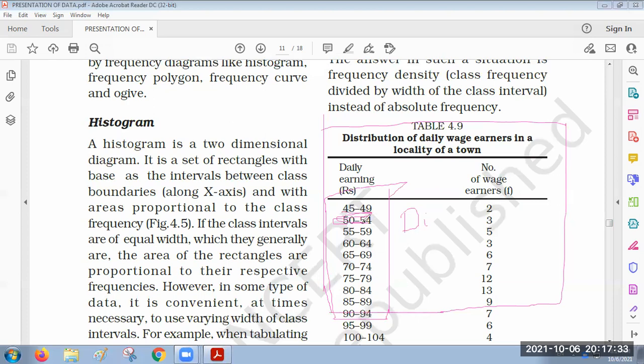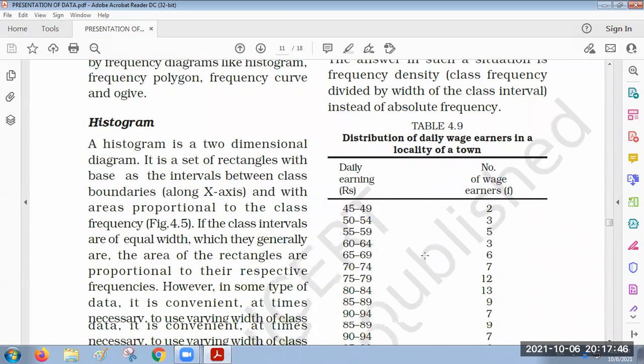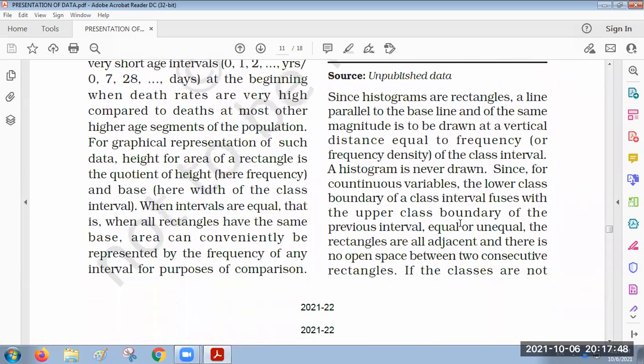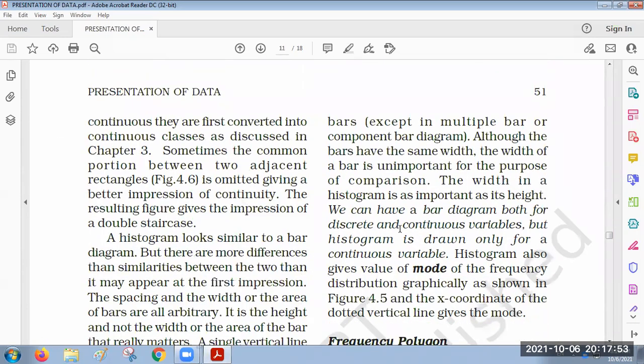So a discrete series has to be converted into a continuous series. Only then can a histogram be constructed. We can have a bar diagram for both discrete and continuous variables, but a histogram is drawn only for a continuous variable. So this is not a continuous series.